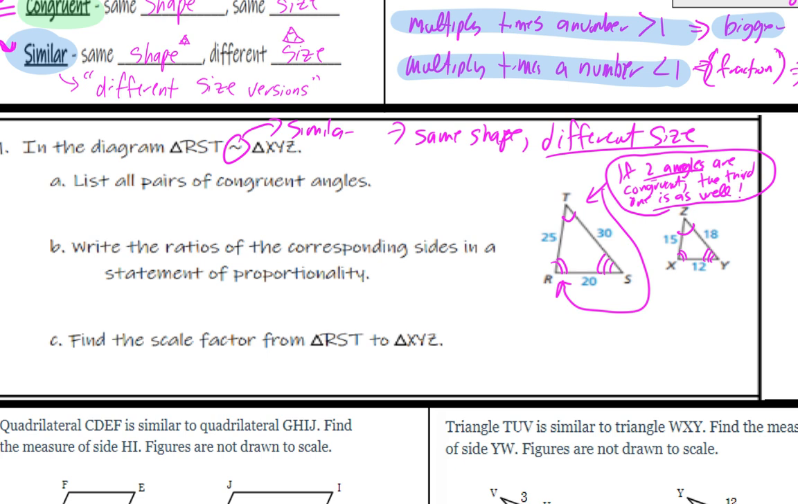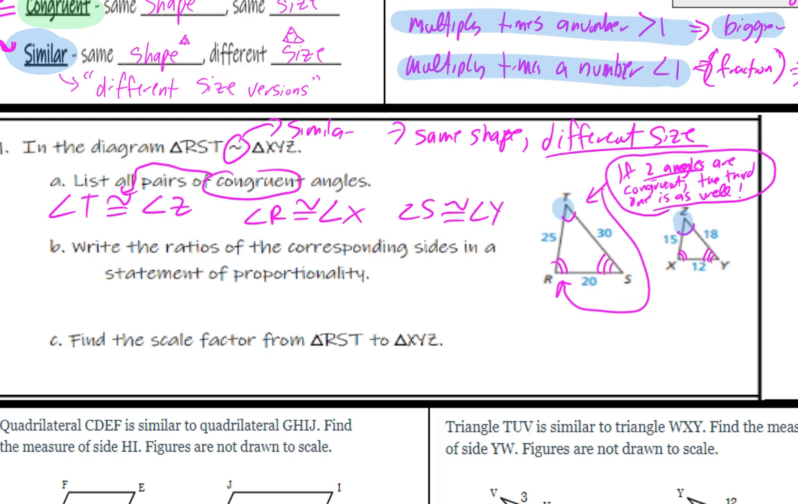Okay, so we would say T, right? This one right here is congruent with Z, right? So angle T is congruent with angle Z. That's what this symbol means. Okay, so then what else? We would say R and X. Angle R is congruent with angle X. Then what? Angle S is congruent with angle Y.